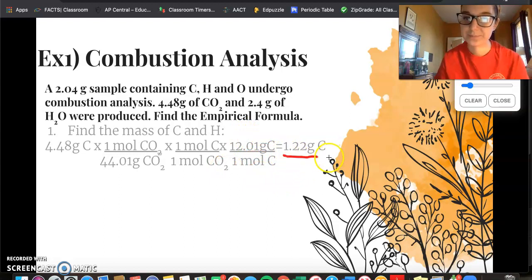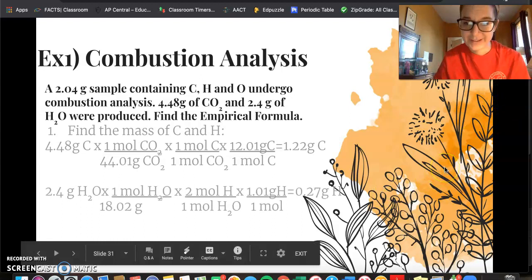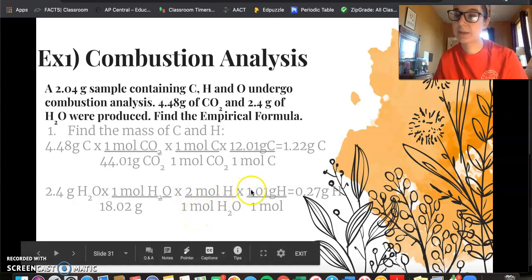of carbon. We're going to do the same thing for hydrogen and water, so take a second, pause the video, see if you can find the grams of hydrogen. When you do that, you should find that you get 0.24 grams of hydrogen. So we take our 2.4 grams of H2O, convert to moles of H2O. There are 2 moles of hydrogen for every 1 mole of H2O, and then we go back to grams by multiplying by 1.01 grams per mole, and we get 0.27 grams of hydrogen.